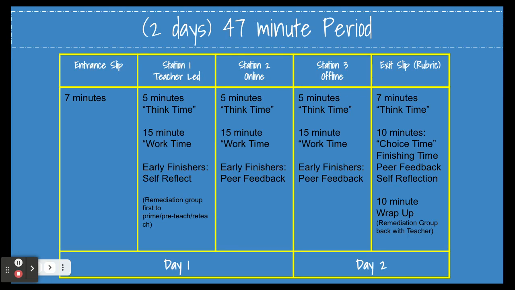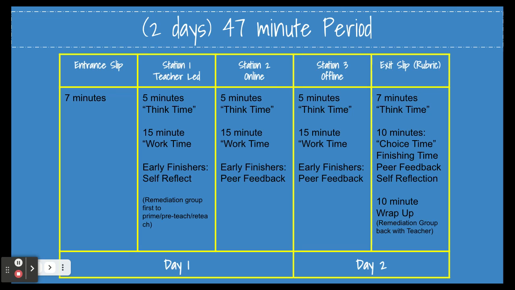The final part of day 2 would be 7 minutes of think time, 10 minutes of choice time. So you can use that time to finish up something you didn't finish in one of the stations, to give feedback to your peers, or to self-reflect from the teacher-led station. And then that 10-minute wrap-up, they will finish the check for understanding.